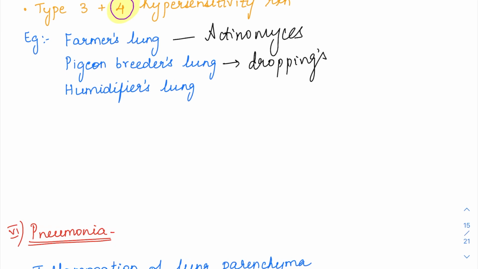And humidifier's lung. So in AC or ventilators, again, you can get exposure to certain infections, also Legionella infections. Other than that, humid mold can also be seen. So molds can form in the humidified water or in the AC. That can also result in pneumonitis called hypersensitivity pneumonitis.